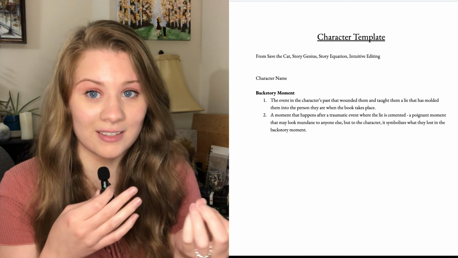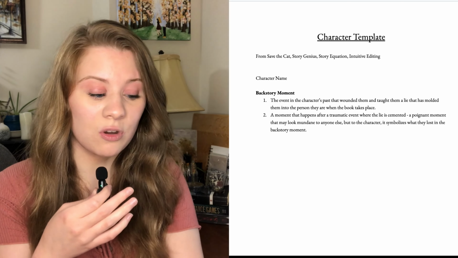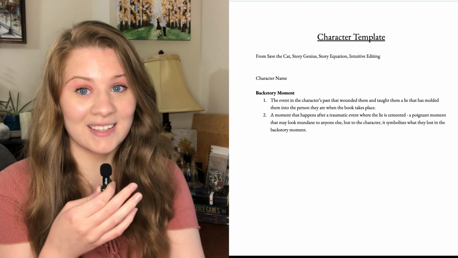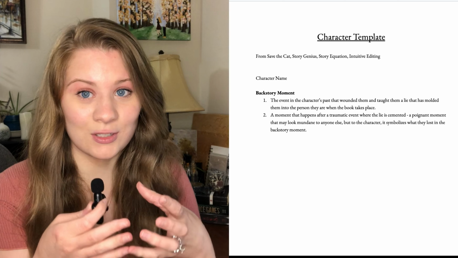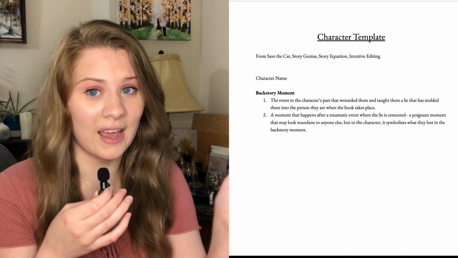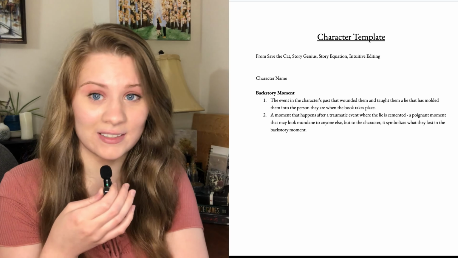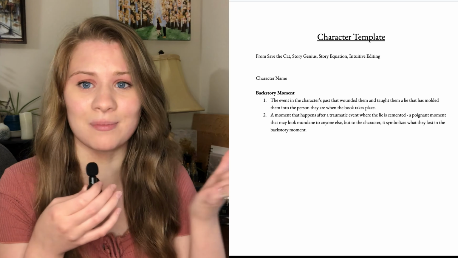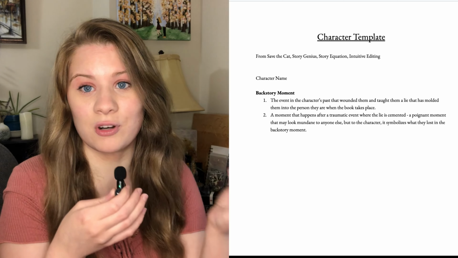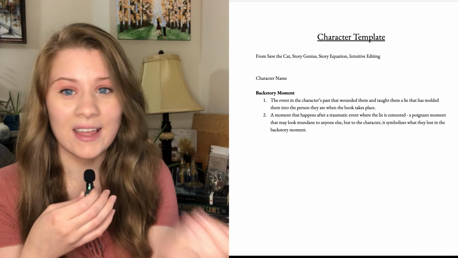It's going to let you figure out exactly why your character is motivated to do what they do in the book, because this moment is so important to who they are. Keep digging down, asking why. Why did this happen? Why did they care about it? Why did it impact them? If they lost somebody, what did that person mean to them? Think of a happy memory with that person that they lost and can never regain, stuff like that.